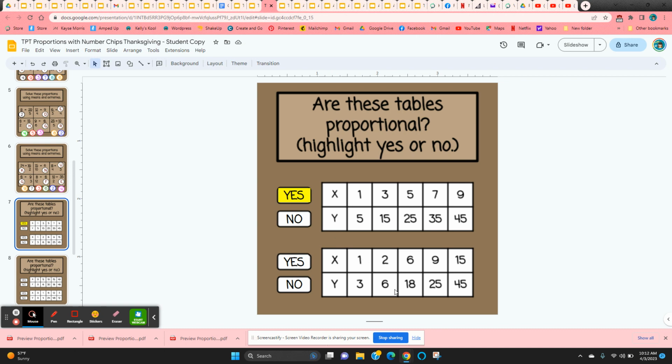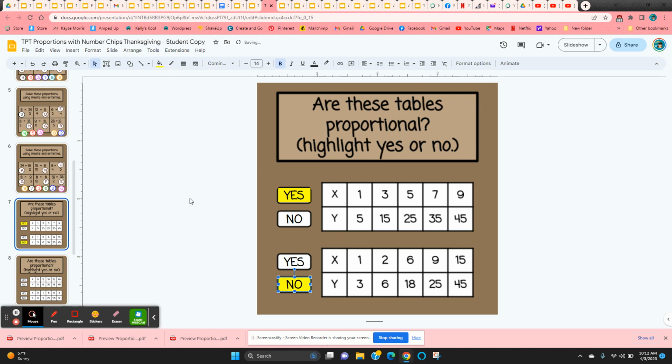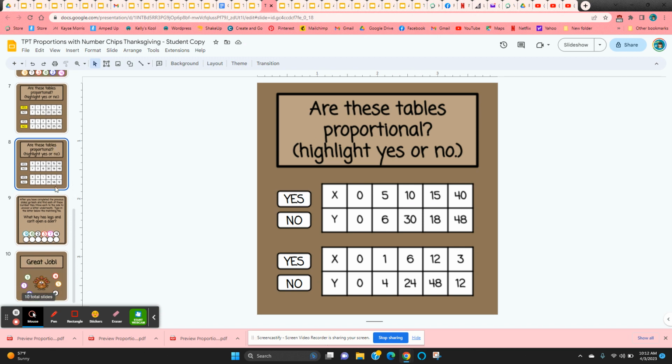The next table, they look at the x value. They can see here that they're multiplying times 3. However, it doesn't work in this column. So it is not a proportional table. So they click on no. Again, come up to the fill color bucket, and they can choose any color they like. Next slide has 2 more tables to determine proportionality.